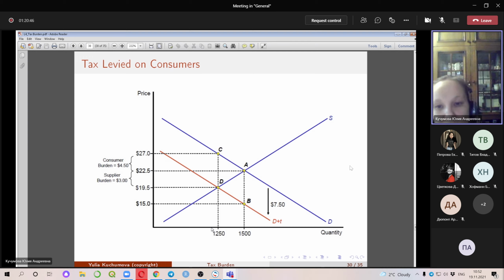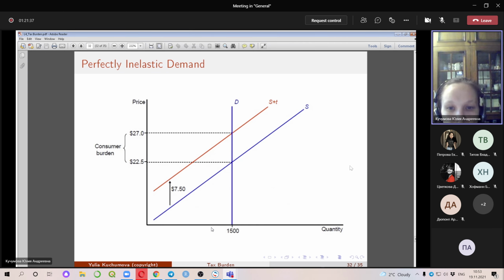So here the graph should be very familiar to you. The demand curve D, the supply curve S, then we introduce a tax on the consumer. So we shift the demand curve down. This is the red line. Then the equilibrium quantity goes down, the producer price goes down, and the consumer price goes up, right? They are denoted by points D and C. But how do we know how much the consumer price goes up and how much the producer price goes down? This is the question we are interested in.